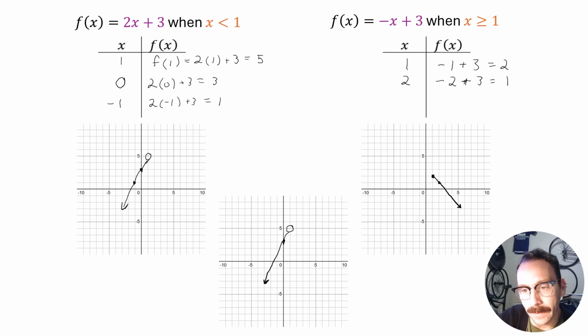Let's go ahead and graph out the negative x plus 3. The first point that we had was x equaling 1. The output y was 2. And then the next point was x equaling 2, and the corresponding output was 1. So we're here. And I'm going to really emphasize this: this was a solid dot.